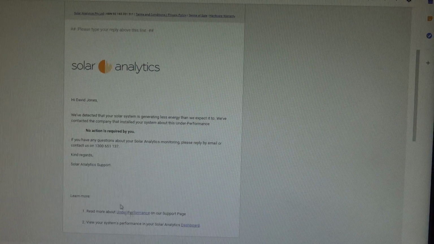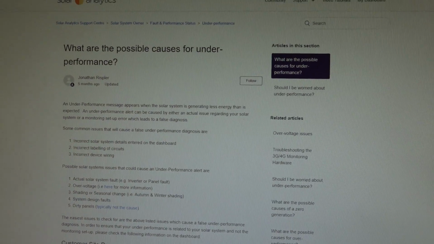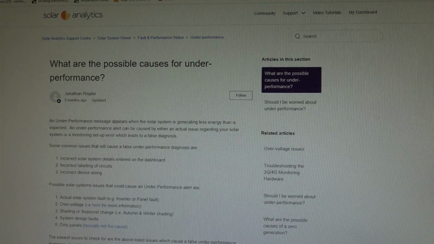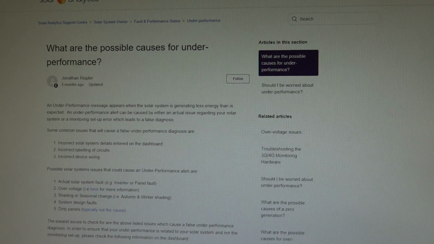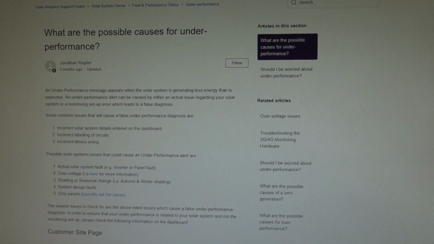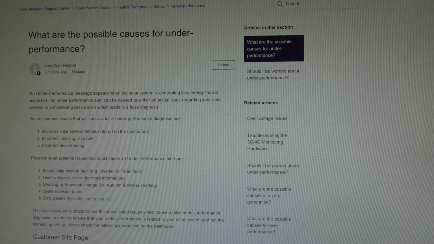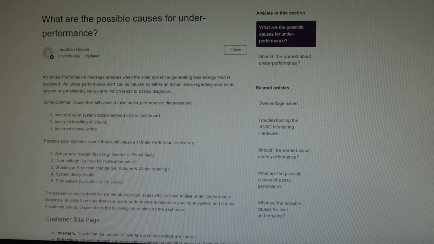Let's go follow the link to the underperformance here. What are the possible causes for underperformance? It could be incorrect solar system details, incorrect device wiring, or an actual solar system fault. Is my inverter at fault? Over voltage, shading or seasonal change, or something like that. System design faults, dirty panels, typically not the cause.